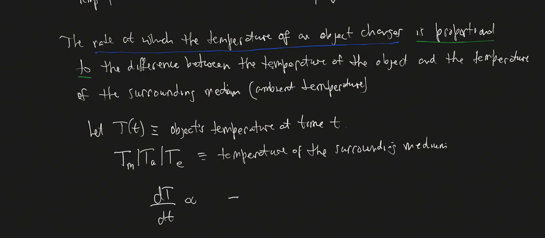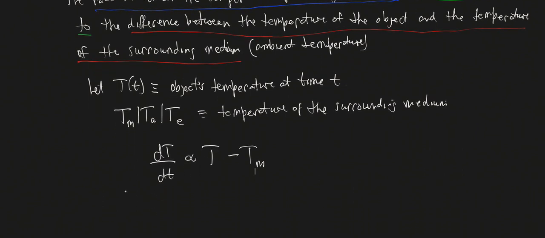And it says the difference between the temperature of the object, well, that's big T. So I'm going to put my big T there, and the temperature of the surrounding medium, right? So we're basically looking at all of this is what we're going to write down on the right-hand side of our proportionality. So the difference, there is the minus, temperature of the object, there's the big T, and then the temperature of the surrounding medium, that's our T sub m. So temperature of the medium. So that's what Newton states, right?